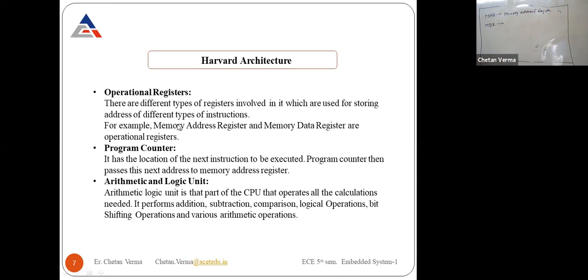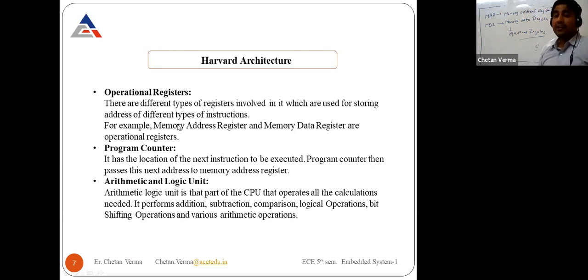MDR is now the memory data register. That comes under the category of your operational registers. Okay, so there are two registers we are using: the MAR register, the memory address register, and the MDR, that is the memory data register. These are some operational registers.